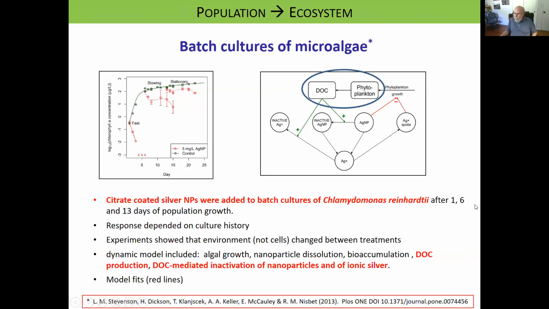And the interesting thing that she did was she applied the stressor, in this case citric-coated silver nanoparticles, but that doesn't matter. She applied the stressor to batch cultures of a unicellular alga, Chlamydomonas reinhardtii, after 1, 6, and 13 days of population growth.